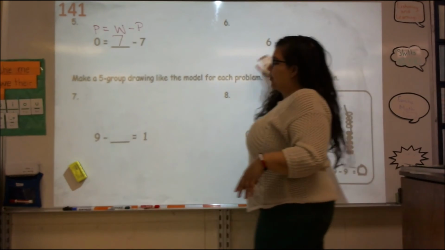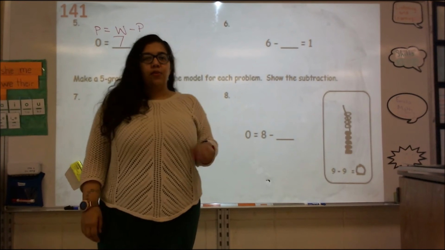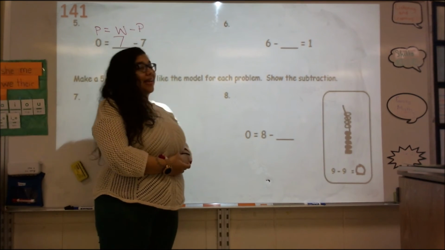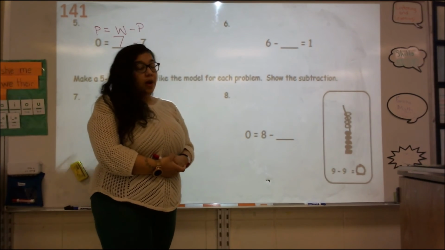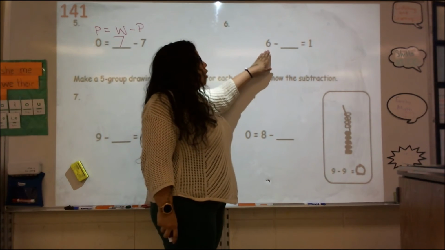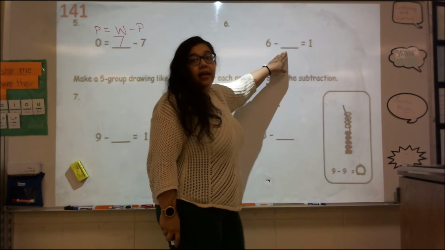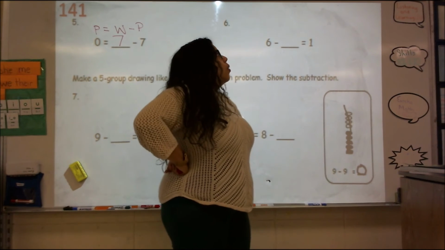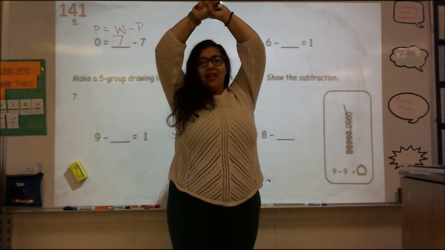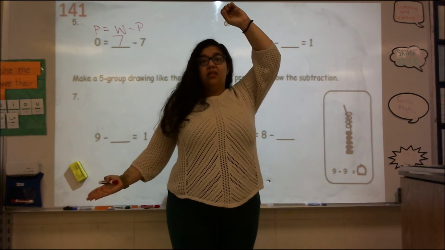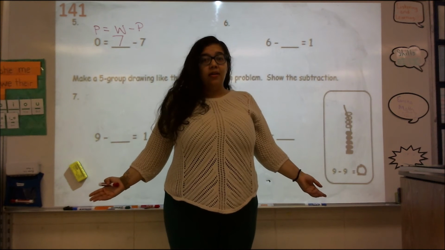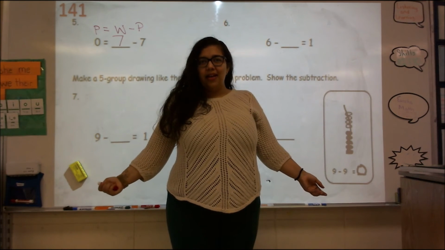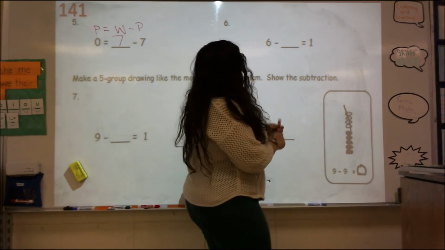All right, our next one reads 6 minus blank equals 1. Well, for this problem, we are given the whole. We know that we're going to take away a part and it will equal the other part. If I started with 6 and I took away and I'm left with 1, how many did I take away? Let's draw to find this one out.